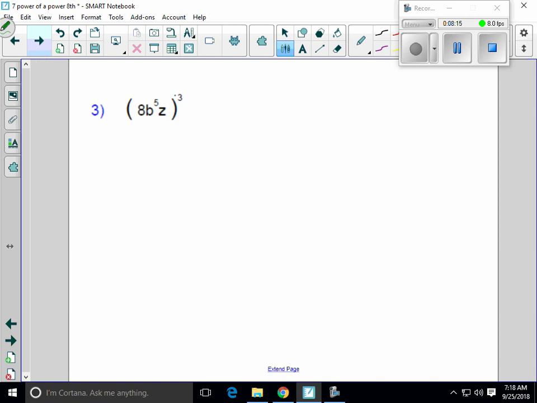Okay, you can call this power of a power, or if you have 2 exponents. So I'm going to do 8 to the 3rd. B, 5 times 3 is 15, so b to the 15th. Okay, and don't forget, when there's a variable by itself, you can put a 1 as its exponent. So for z, 1 times 3 is 3. And then 8 to the 3rd power is 512.